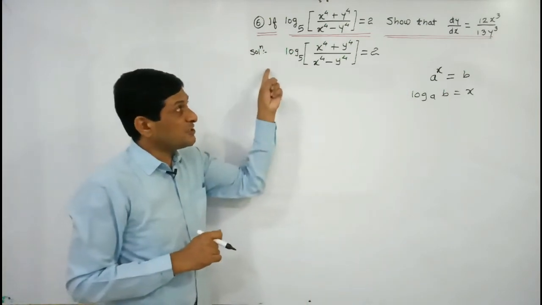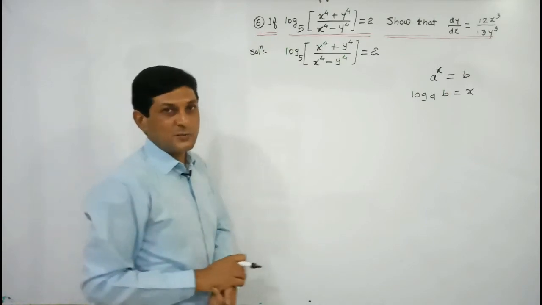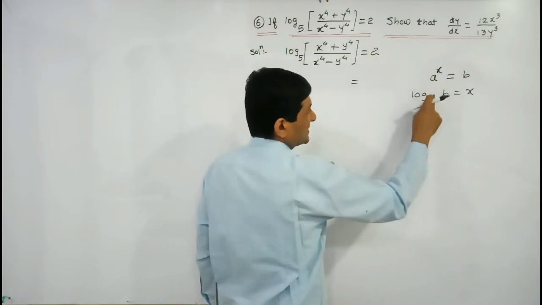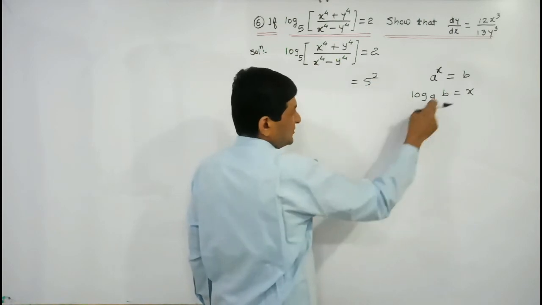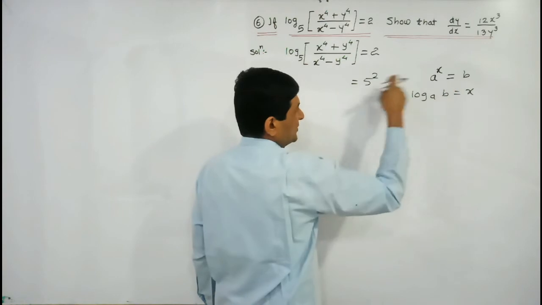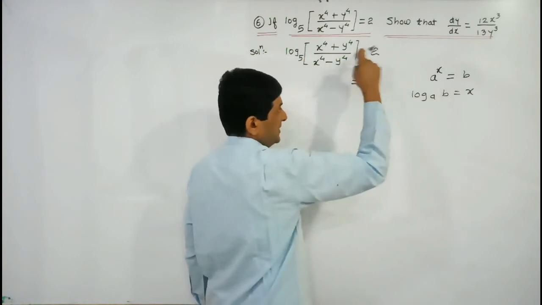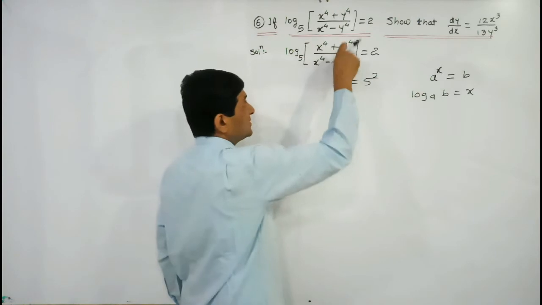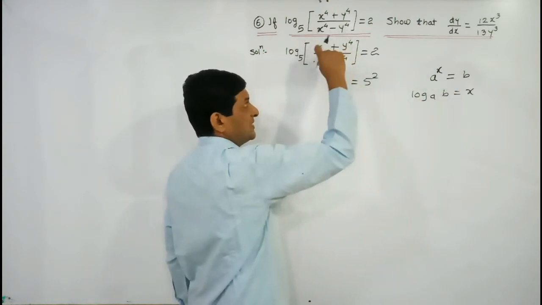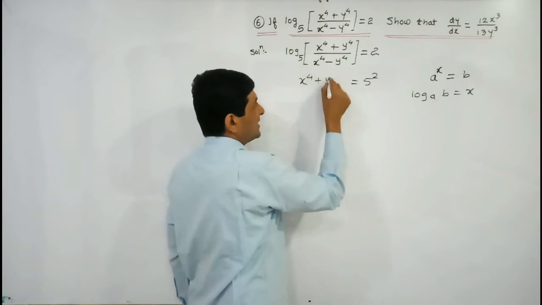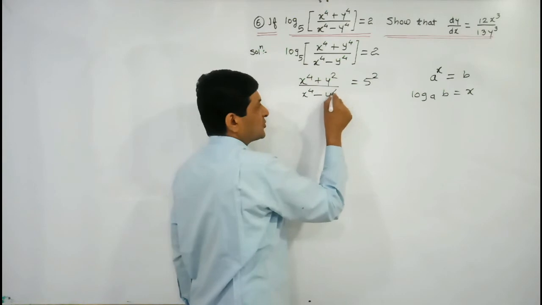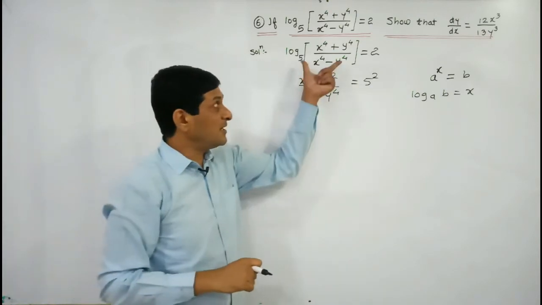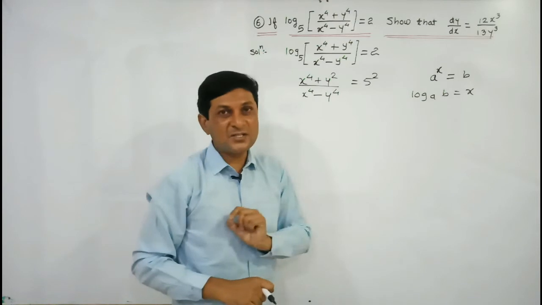Here the expression is in logarithmic form, so we have to convert it into exponential form. Now see, x means the exponent. What is the exponent? 2. And a means the base. What is the base here? 5. So the base is 5 and the exponent is 2 according to this definition. On this side we will get 5 raised to power 2, and b is log of b, which here is x raised to power 4 plus y raised to power 4 upon x raised to power 4 minus y raised to power 4. So b is equal to a raised to power x. We have simply converted logarithmic form into exponential form, applying this definition of logarithm.